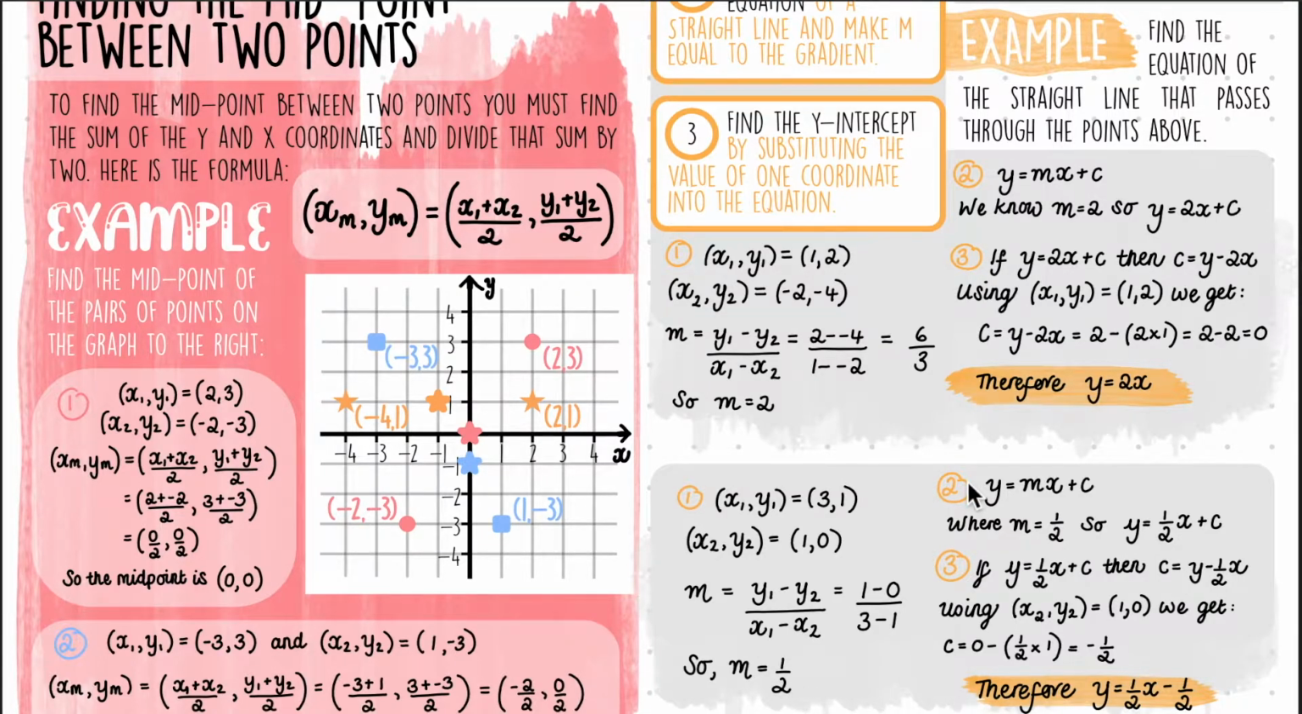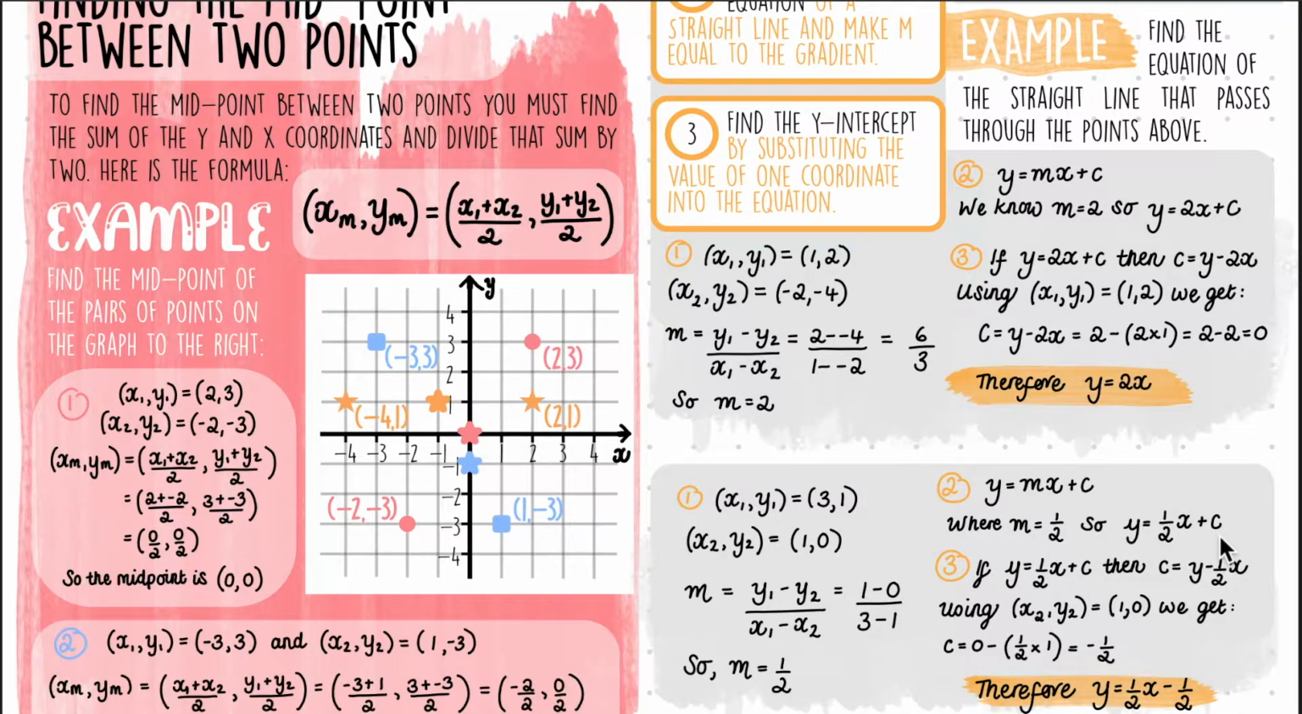Step 2, write out the standard equation for a straight line. y is equal to mx plus c. Again, writing out formula to make yourself remember. We already know what m is because we just found it. So our equation actually becomes y is equal to a half x plus c. So we've nearly found the equation of the straight line again. We just need to find what c is.